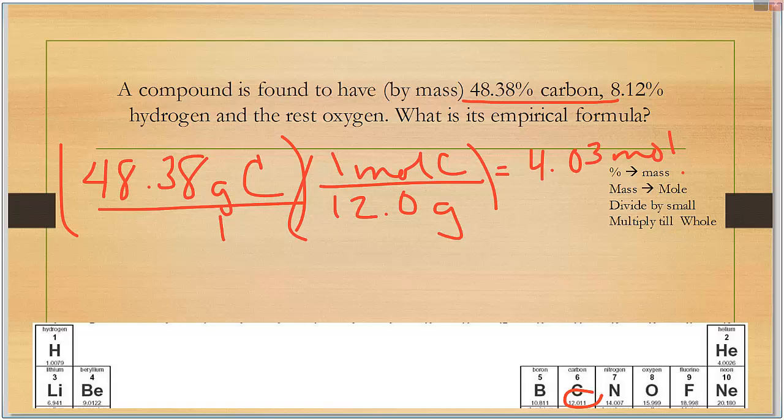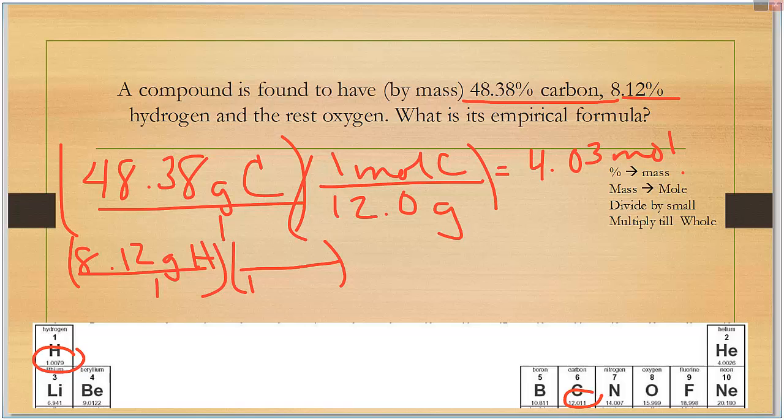Then we have 8.12% hydrogen. That means 8.12 grams of hydrogen. Hydrogen's right here, so 1.01 grams is 1 mole. That comes out to be 8.12 moles of hydrogen. Now it says here the rest of it is oxygen.